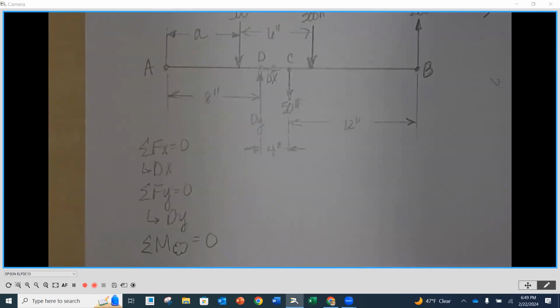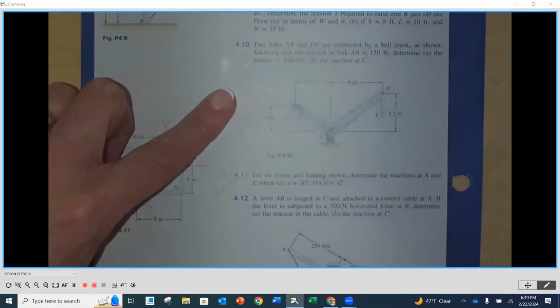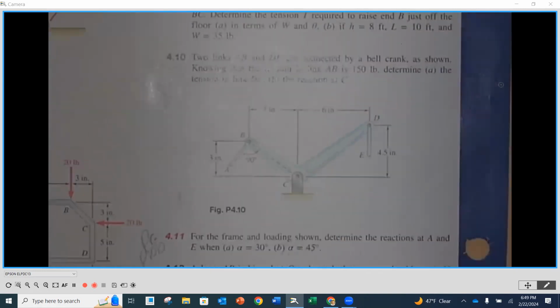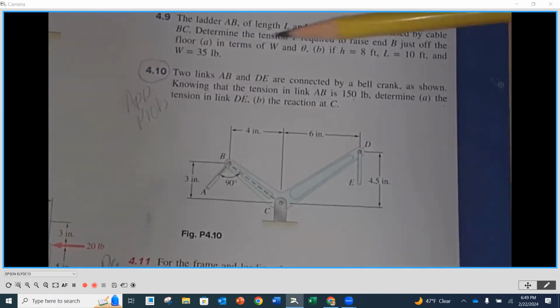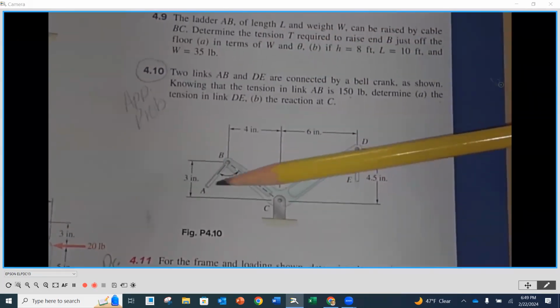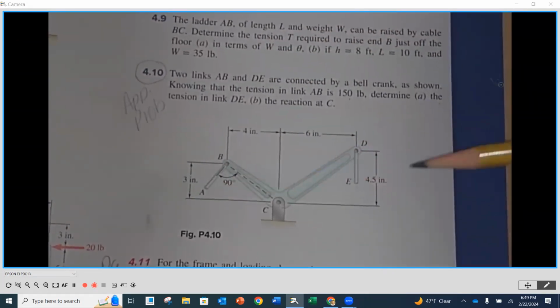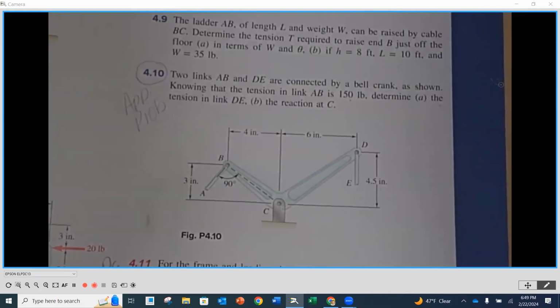All right. Our next problem is 4.10. So I'm going to find where 4.10 is. Oh, this is a good one too. I like this problem. There's such a glare here. Here we have two lengths, AB and DE. AB is along here, and DE is going down here, and they just cut them off.